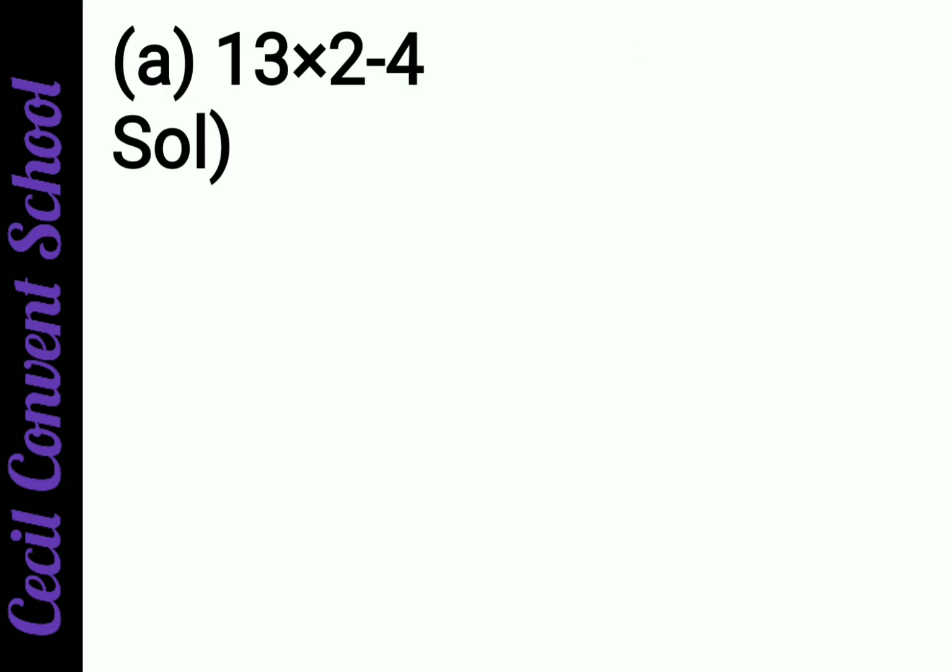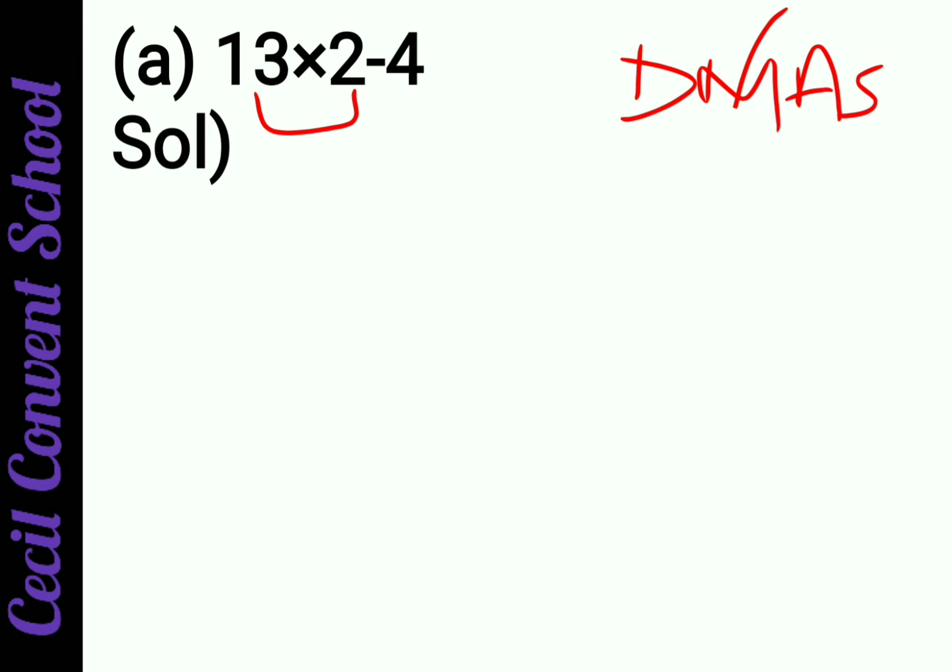We will write DMAS on the side. Clear, students? Now is D present here? No. M is present. M means multiplication. Yes, the multiply sign is there, between 13 and 2. It means that firstly we will solve M. When we solve 13 multiplied by 2, we go according to the order of operations. Means if D is not present, then we do multiplication first. Clear? So 13 into 2, if I do, it comes 26.